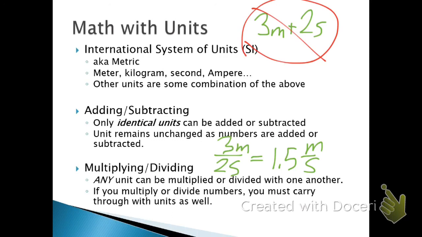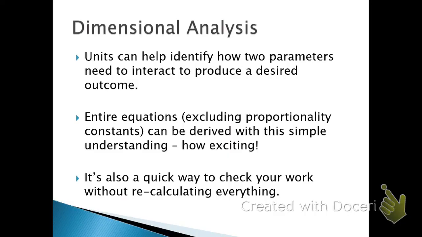Get this, if you have 3 meters divided by 2 seconds, the units have to be meters per second, which means if the problem's asking for a speed or a velocity, you're probably in decent shape at least. If it's asking for something else, you probably did something wrong. Now, once you start thinking about them this way, they can help you figure out physics problems entirely, actually, which is kind of cool. It's called dimensional analysis.